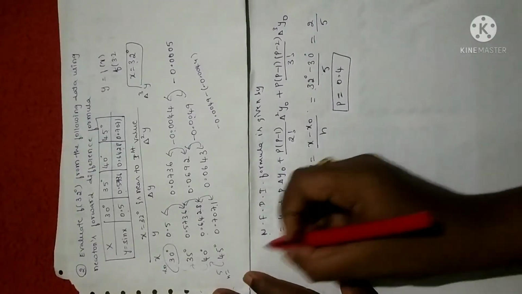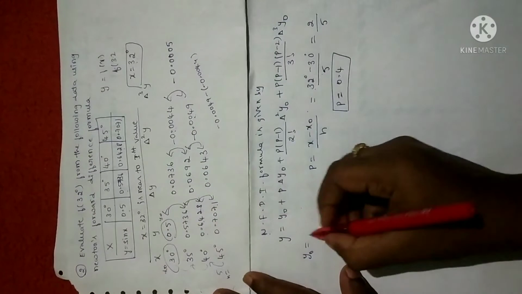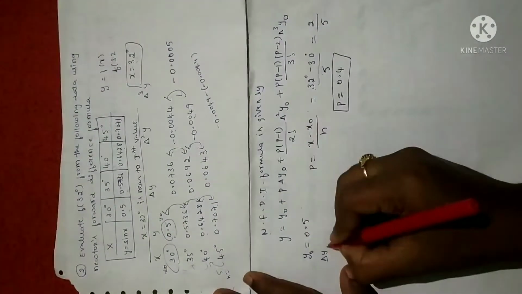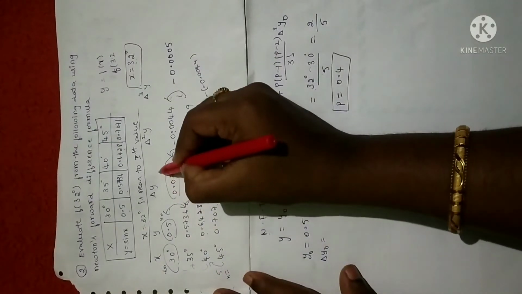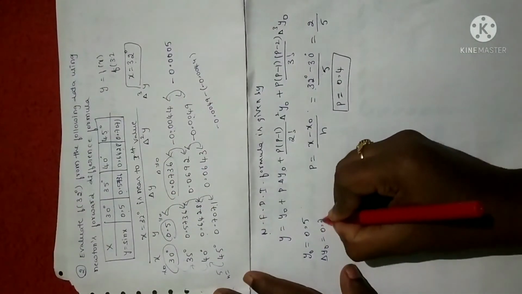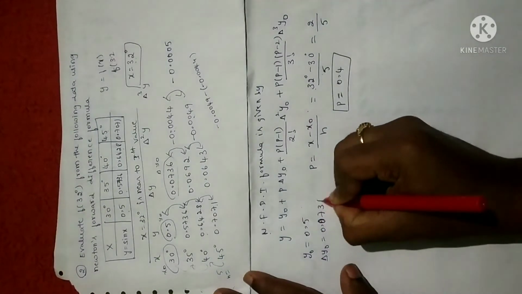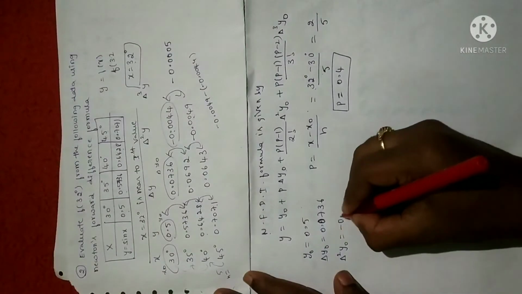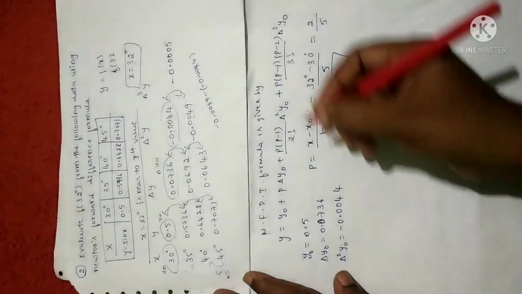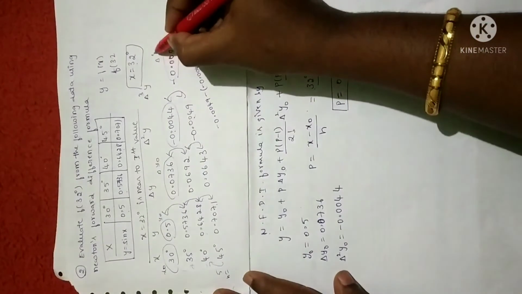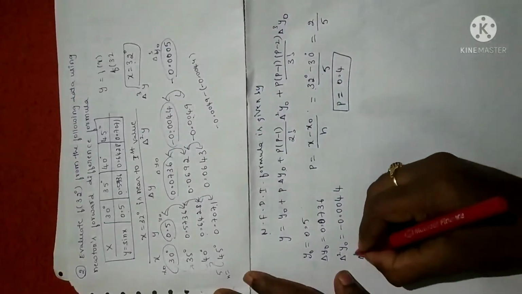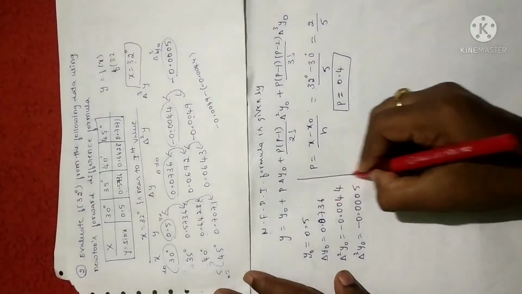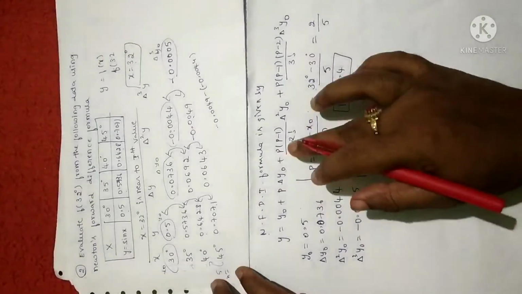Now make a list of all the values. y naught is the first value in y. So this is y naught, 0.5. Next, what is the value of delta y naught? Delta y naught also we need, right? So this will be the delta y naught, first value, 0.0736. Next, delta square y naught, first value, is minus 0.0044. Fine. Next, delta cube y naught, first value, is equal to minus 0.0005.